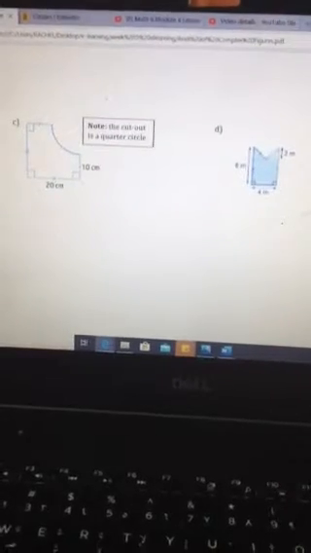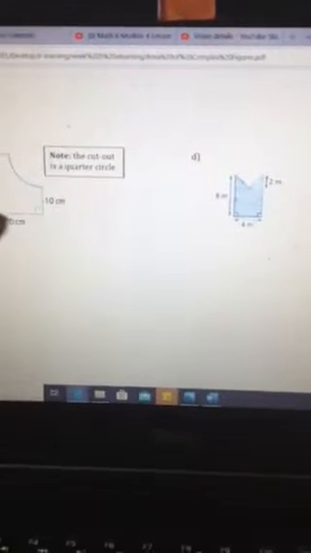Okay, so let's look at 1C. Here we have, it should be a square, right? If you were to put it together. And here you have 1/4 of a circle. So let's go ahead and find the area of the square first, and let's find the area of the circle to get the total area.